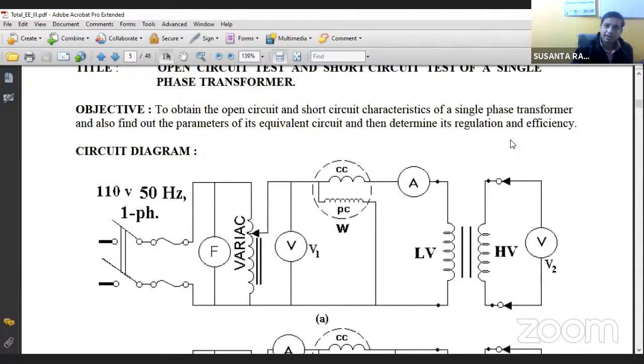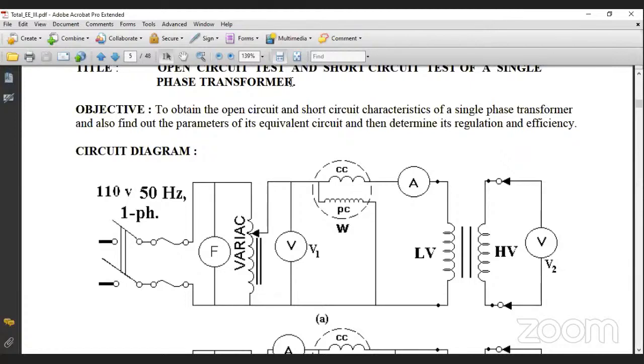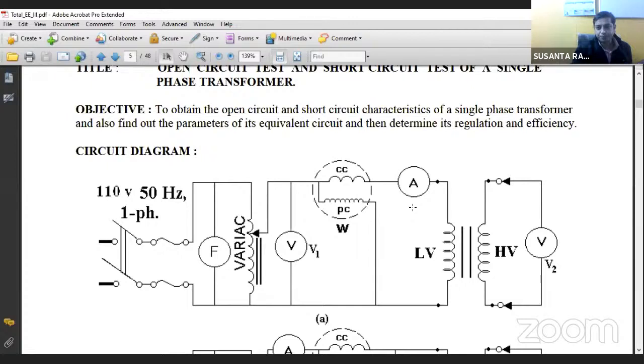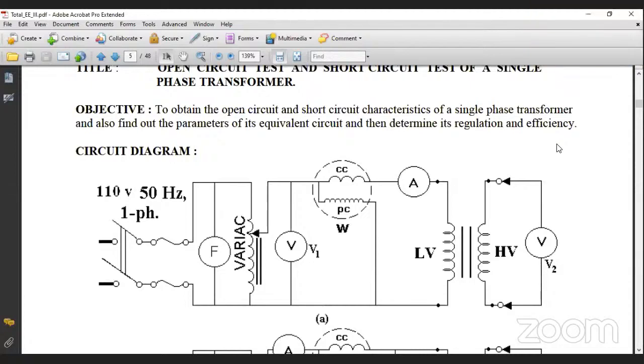So am I audible clearly to all? Yes, sir. Okay. Now, can you tell me why we do it like this? Why do we keep all the measuring instruments on the low voltage side and the high voltage side open? I'm just asking because you have studied all this in Machine One. Can you answer this?